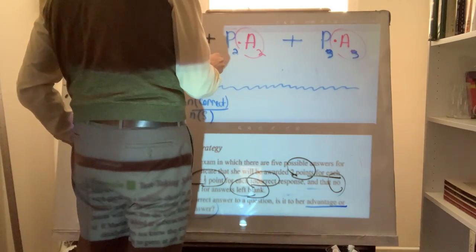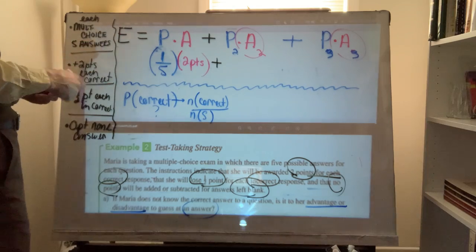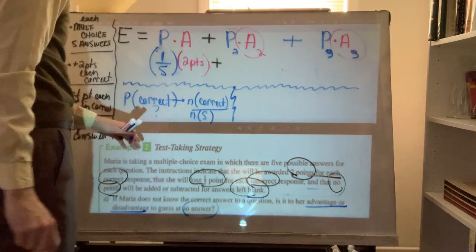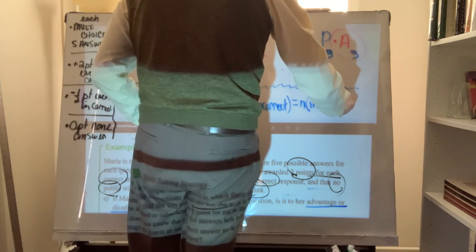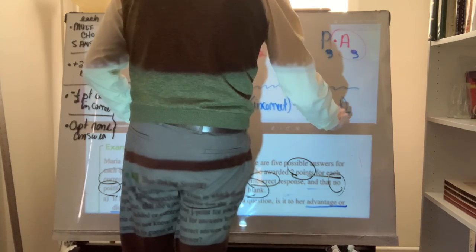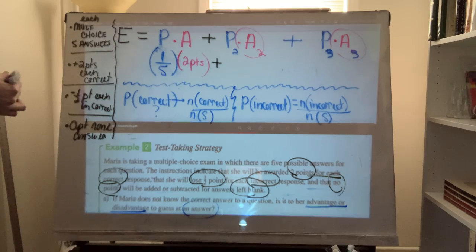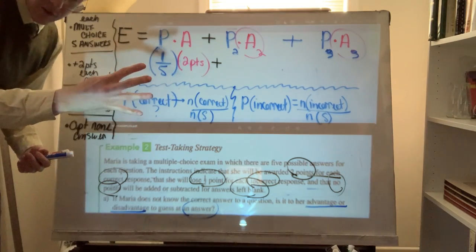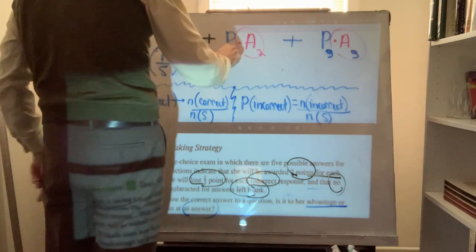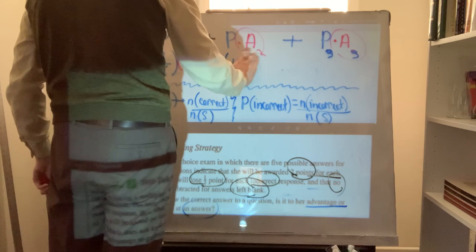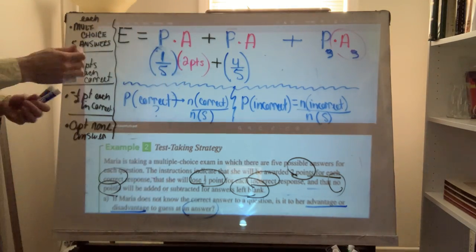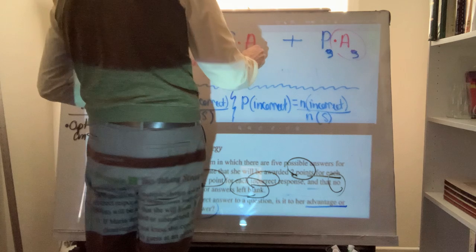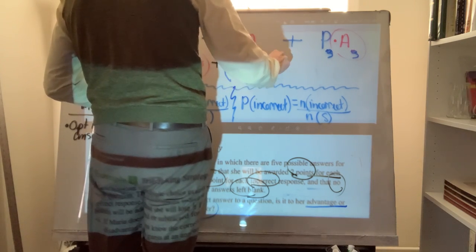Next, the second probability here. The probability of incorrect, to simplify, would be equal to the cardinal number of things that are incorrect over the number of possible answers in the sample space. So how many things are incorrect out of five? Four of those potentially. So the probability here would be 4 out of 5. And the potential loss is -0.5, so I'm going to tie that here, -0.5 points.